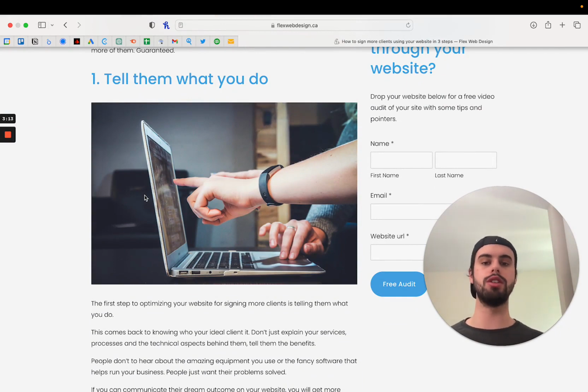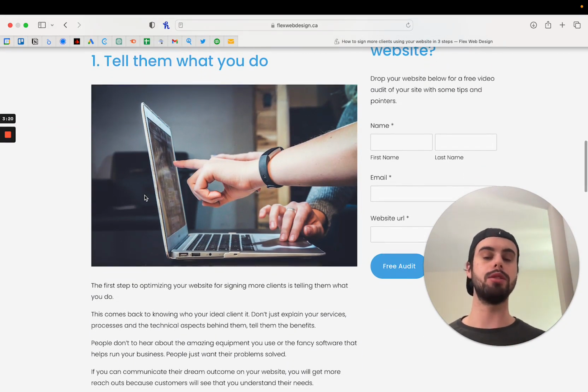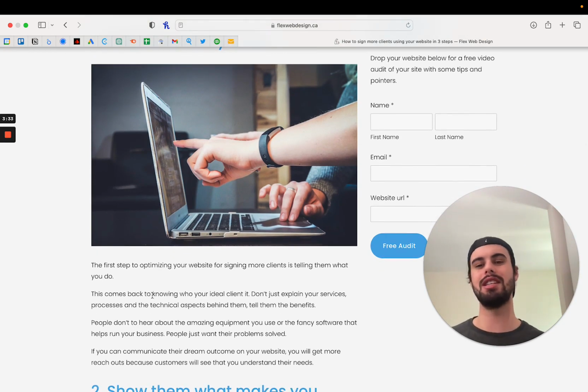The first thing you want to do on the site to be able to sign more clients is tell them what you do, right? So again, go back to that story of what happens in your sales process. They look you up online, they find your website, they're going through your website, and they want to know what happens next. You want to tell them what you do, and not just explain your services and the technical things behind them. They don't want to know about your fancy equipment, your fancy software that you use to fulfill their needs.